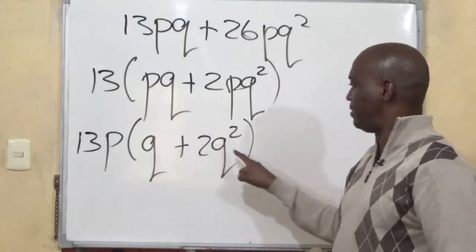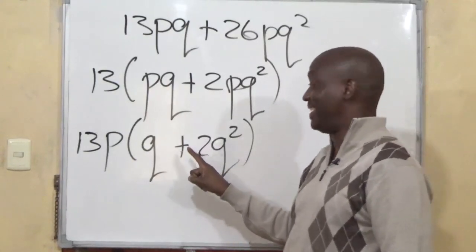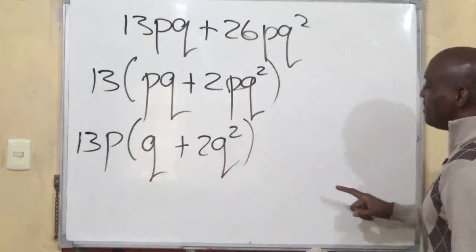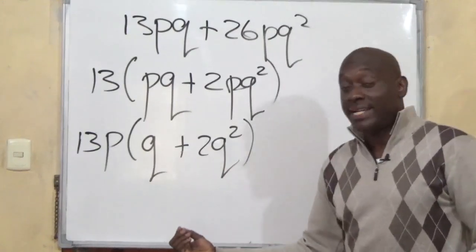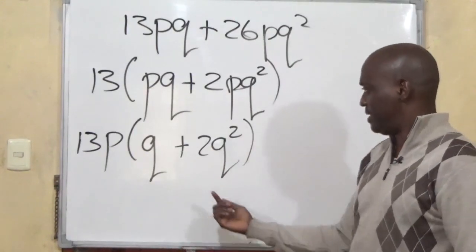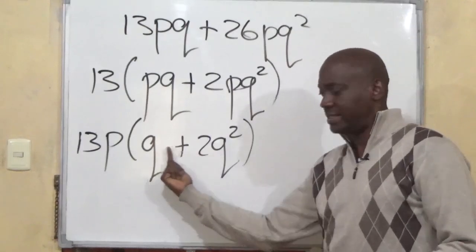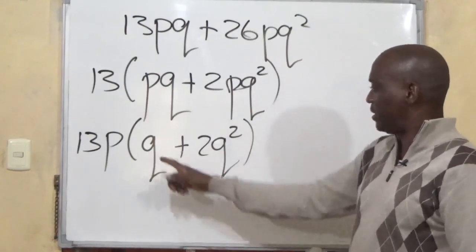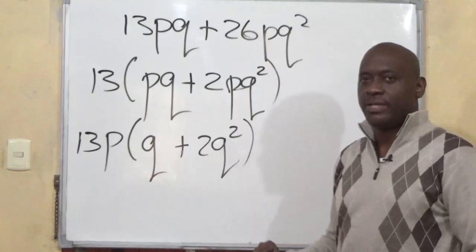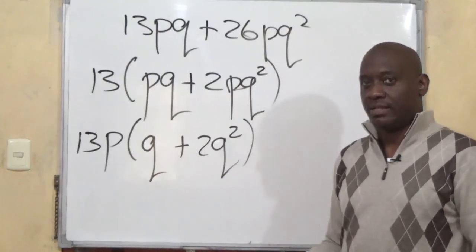Right, into q plus 2q squared. I was just double checking something there. Right? Now, you look back inside the brackets again to see if you have anything in here that you can factorize. And yes, you have a q here and you have a q squared here. So here we take out q as a common factor.